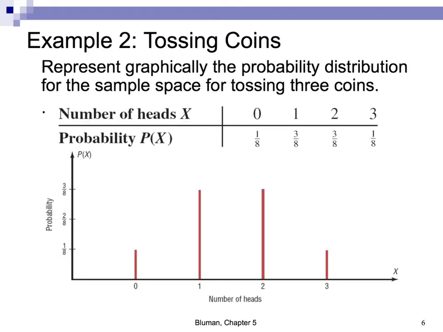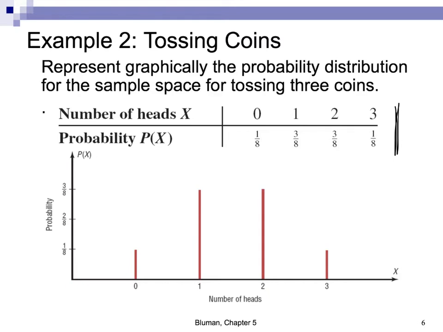So here's tossing a coin. They did the probability distribution here. That's this table. And then down here, they did a little graph of it. It says, represent graphically the probability distribution for the sample space of tossing 3 coins. So if you toss 3 coins, the number of heads you could get is 0 heads, 1 head, 2 heads, 3 heads.